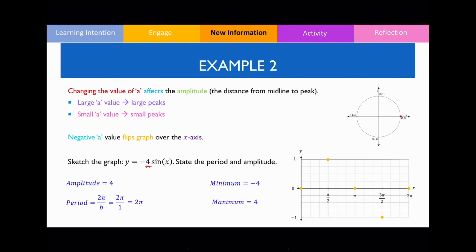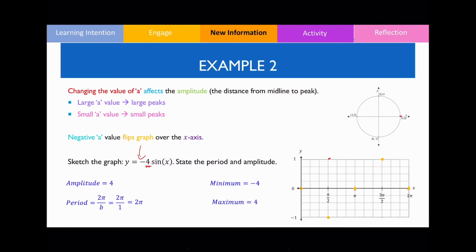But because this has a negative sign over here, that would imply that I would need to flip the graph. So I'm changing, as you can see over here, I've changed this down to the other side below the x-axis, and I've also changed this above the x-axis.